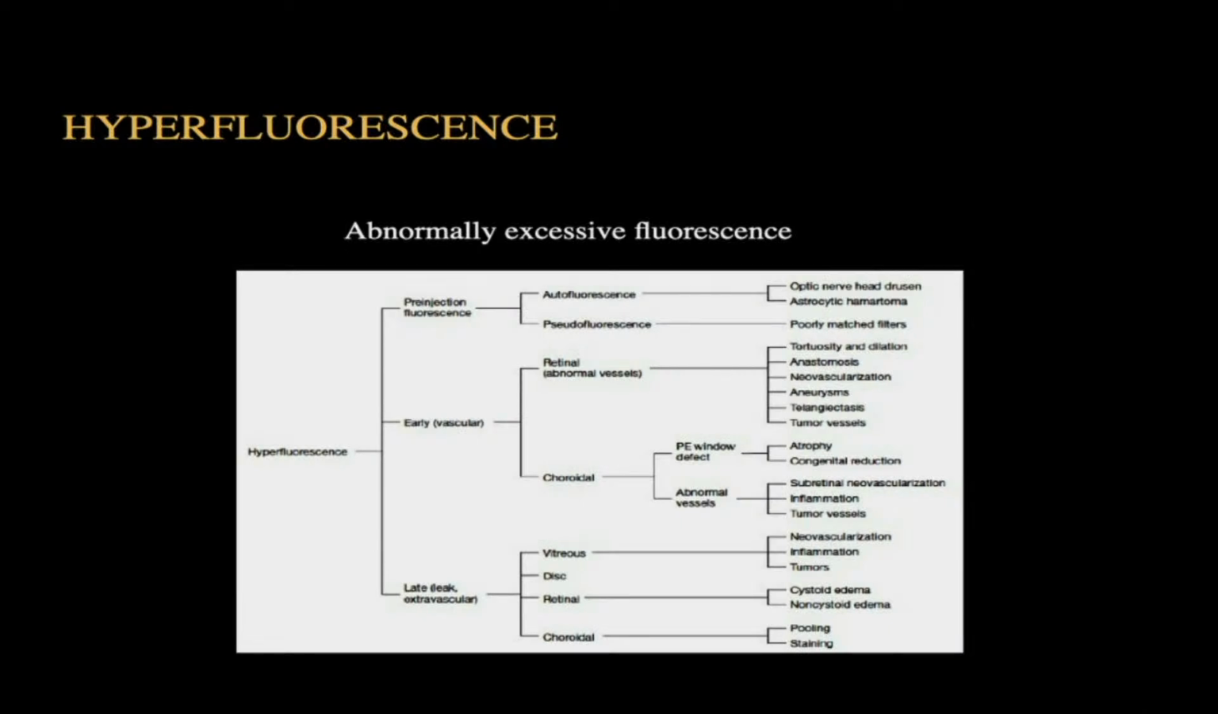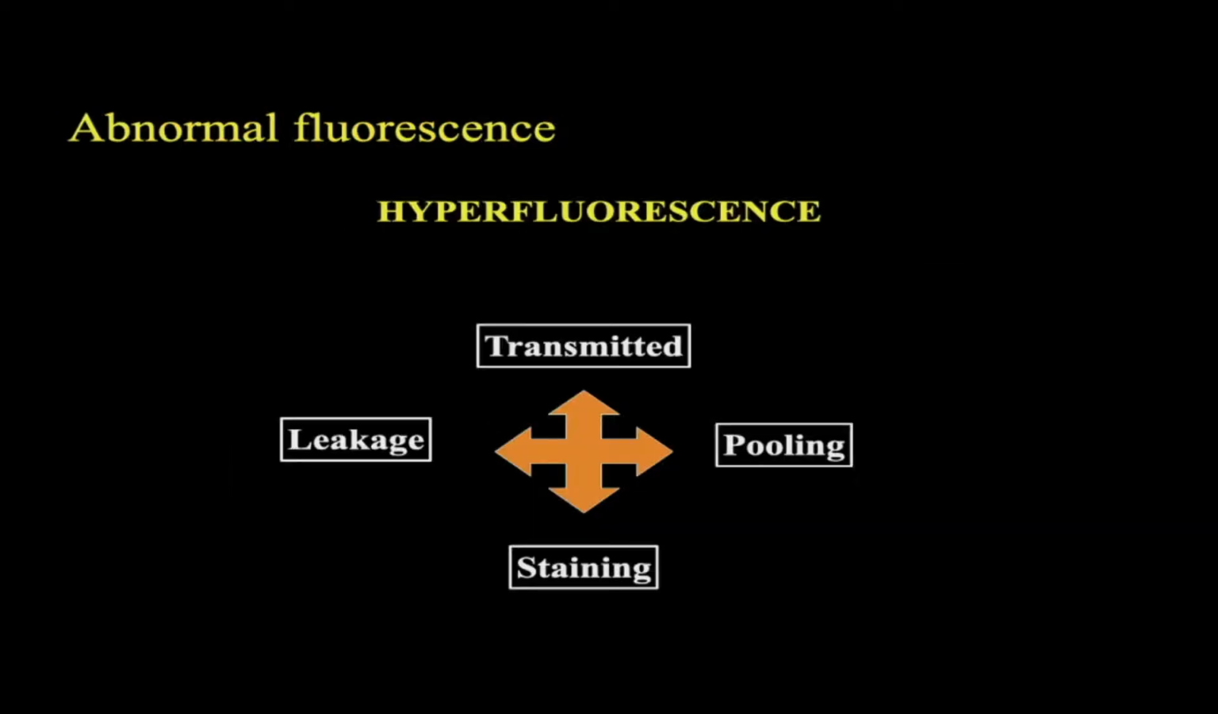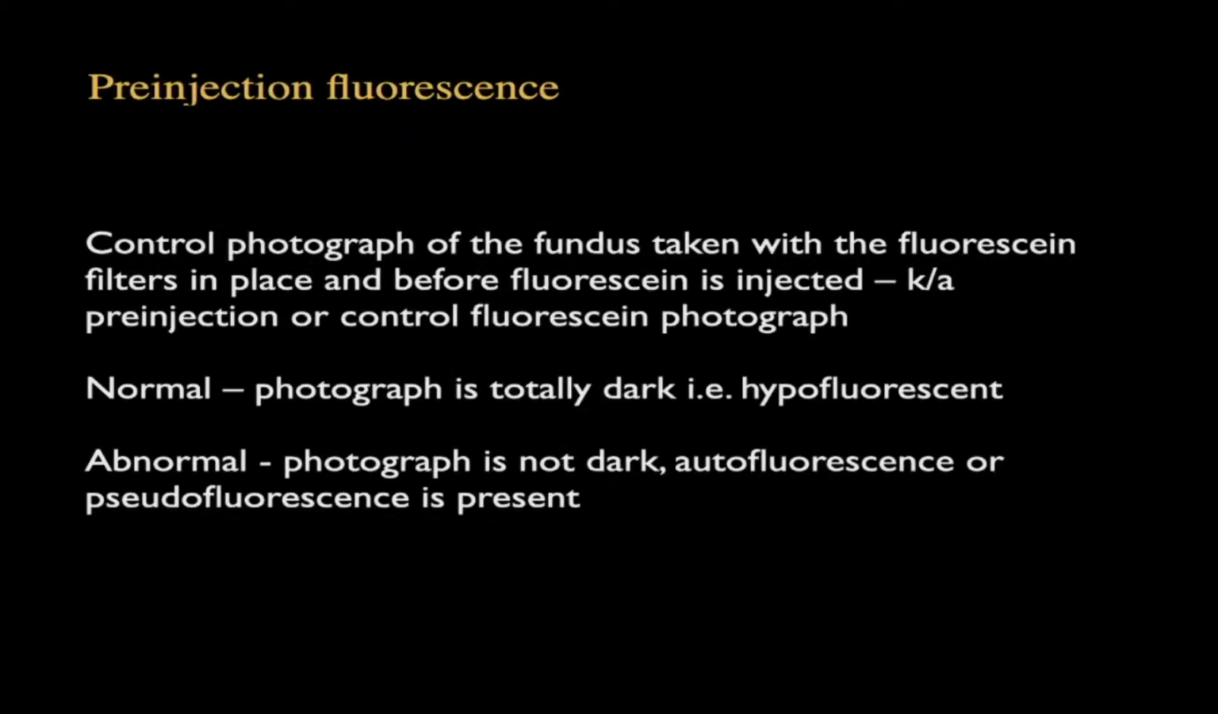So coming to hyperfluorescence, this could be essentially because of either a pre-injection fluorescence because of autofluorescence or pseudofluorescence. It could also be because of vascular abnormalities or leakage. So again, hyperfluorescence would be because of either leakage or staining or pooling. It's important to know these different terminologies and examples of these particular situations. It's a good idea to take a control photograph of the fundus before you actually start the fluorescein, because initially you would have a dark photograph which is hyperfluorescent. In case it's not dark, it's probably due to an autofluorescence or pseudofluorescence.